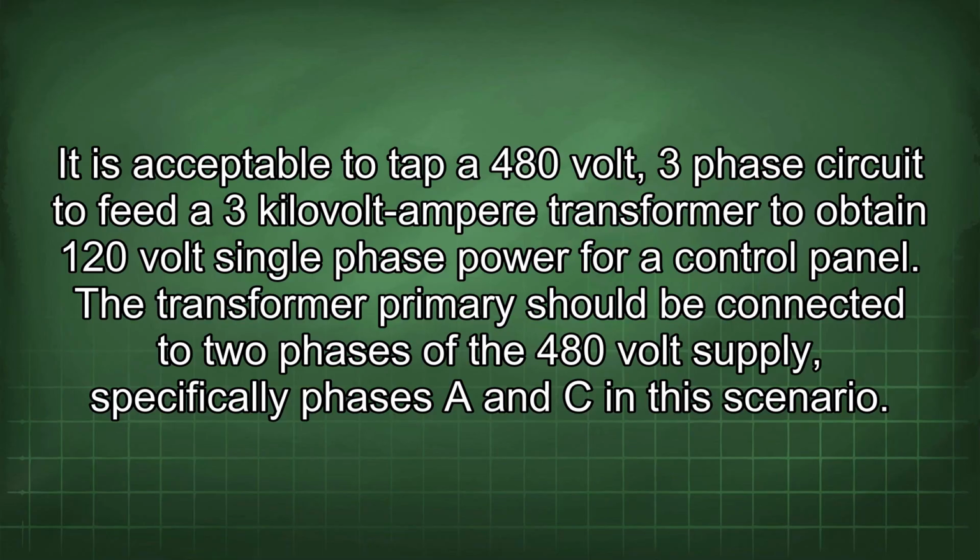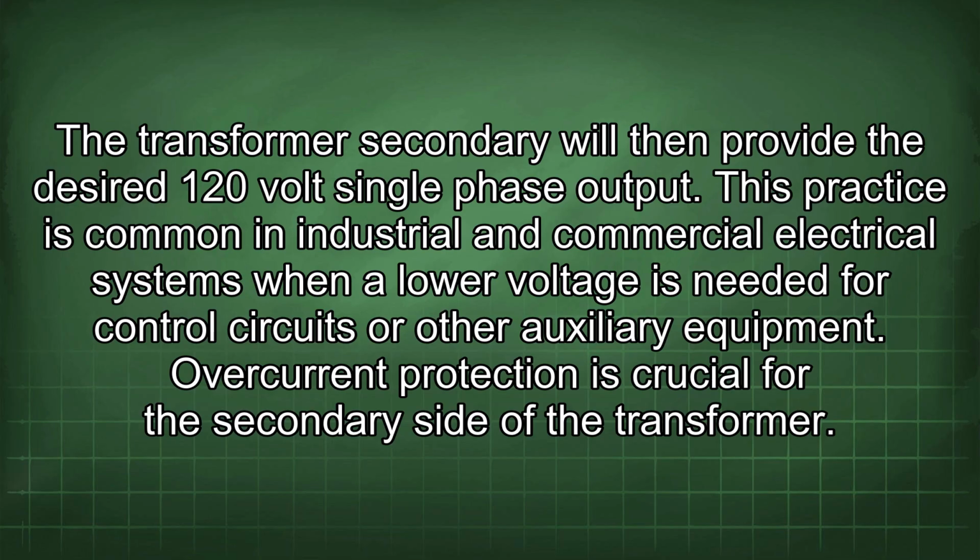It is acceptable to tap a 480 volt, three-phase circuit to feed a 3 kilovolt-ampere transformer to obtain 120 volt single-phase power for a control panel. The transformer primary should be connected to two phases of the 480 volt supply, specifically phases A and C in this scenario. The transformer secondary will then provide the desired 120 volt single-phase output.